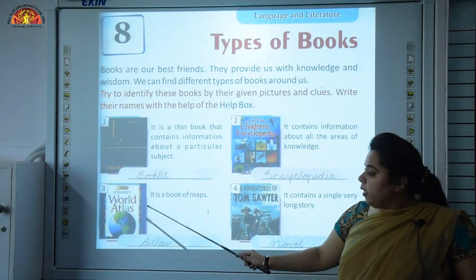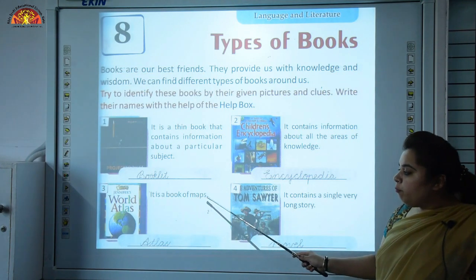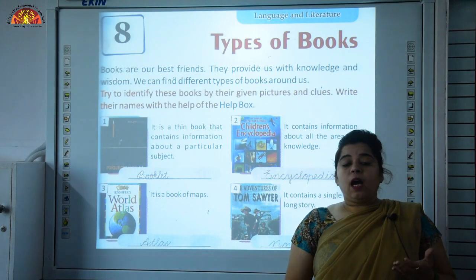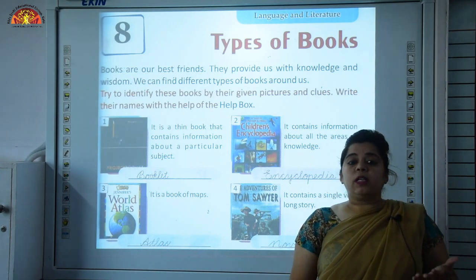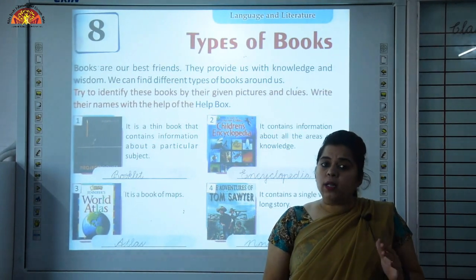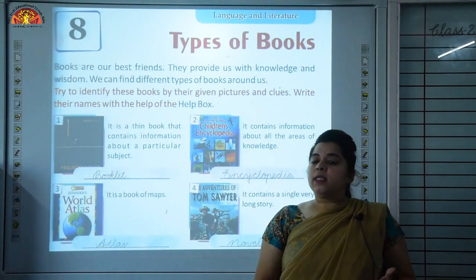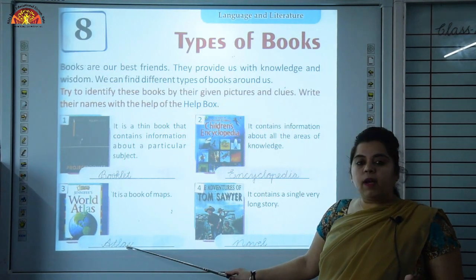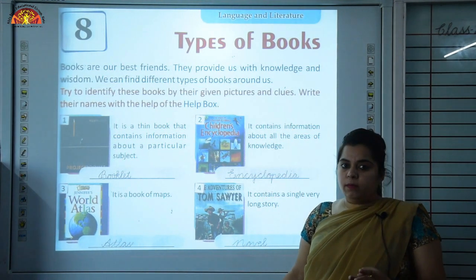Number 3. It is a book of maps. Okay, a book in which there are a variety of maps such as world map, India map, all the maps. That book is known as atlas. What is it known as? Atlas. So we will write atlas on number 3.